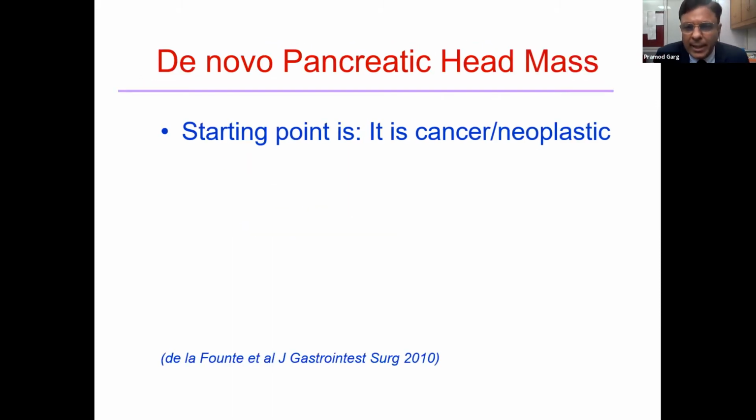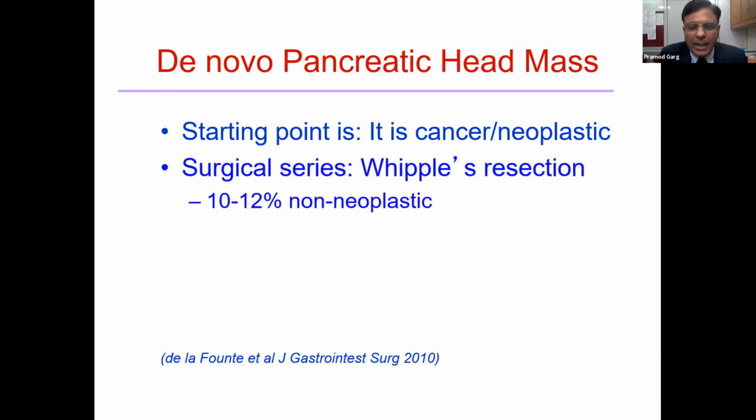So in de novo pancreatic head masses, the starting point is that it is cancer. It is neoplastic, unless proven otherwise. This is very important to understand, that regardless of my imaging technique, regardless of what I find on other things, the starting point is cancer. I'll give you two series. One is a surgical series where patients underwent Whipple's resection, and only about 10% of these patients were found to have non-neoplastic lesions when they were operated for suspected pancreatic cancer.